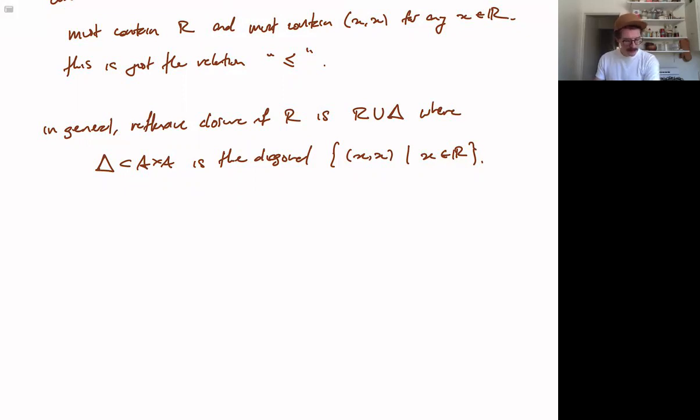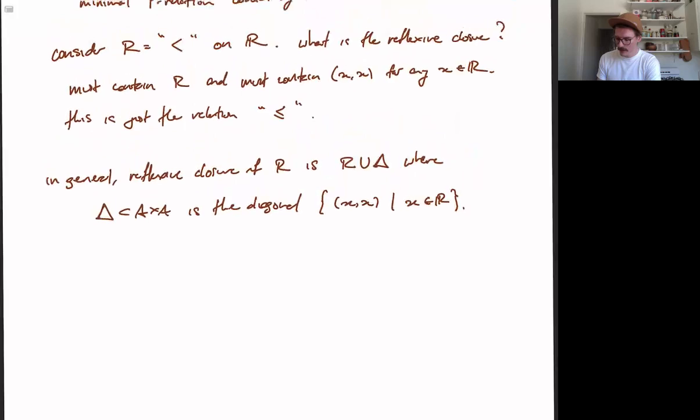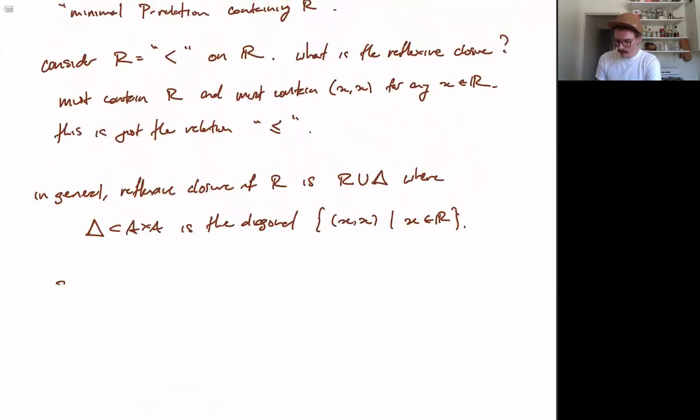And so same example. We know that this is also not symmetric because if x is less than y, then it is not the case that y is less than x. What is the symmetric closure?